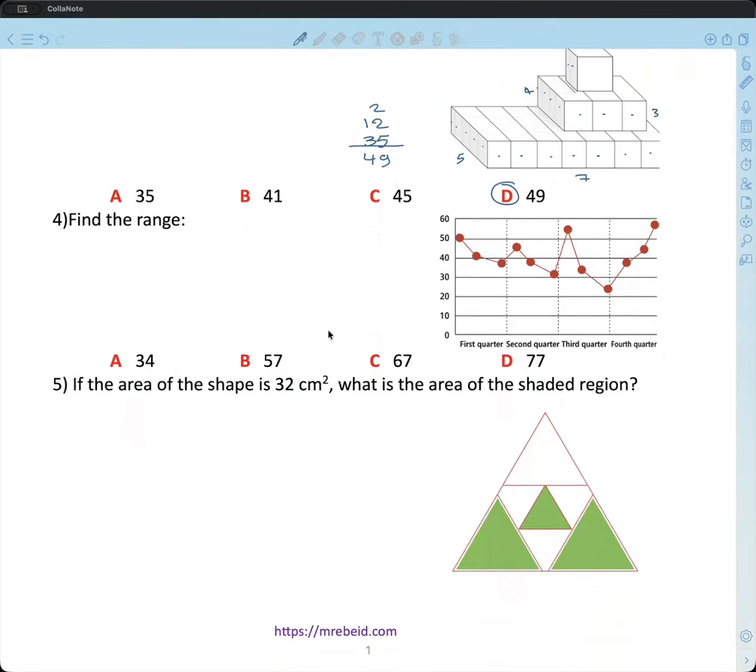Let's move to question 4. Find the range. How to find the range? You know the range is the maximum minus the minimum. So we'll check the maximum, which is approximately 60, 58 or 59. We can say it's 58. And this is the minimum, which is, I think, 24 or 23. Let's make it 24. So we'll just subtract 58 minus 24, which is approximately 34. So it's A.